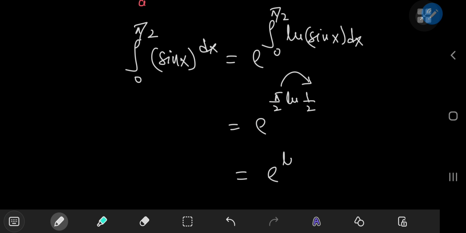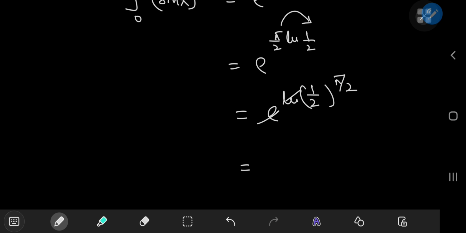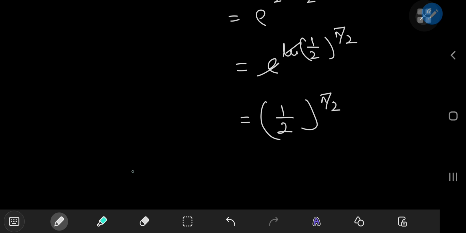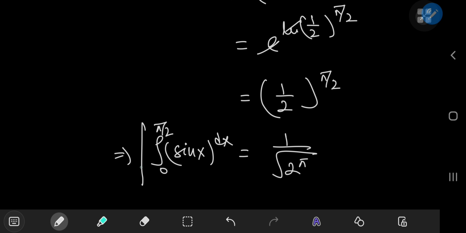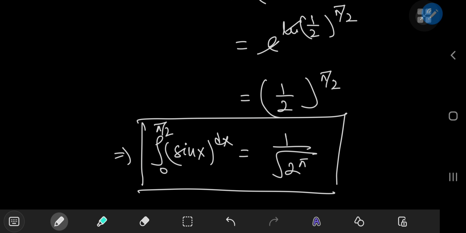again invoking the properties of the logarithm. So you have e to the natural logarithm of 1/2 to the pi by 2. So these two functions cancel out, being inverses, and you have 1/2 to the pi by 2, and we know that 1 to something is just 1, right? So this implies that the integral from 0 to pi by 2 of sine x to the dx equals 1 by the square root of 2 to the pi, which is a pretty nice result indeed.